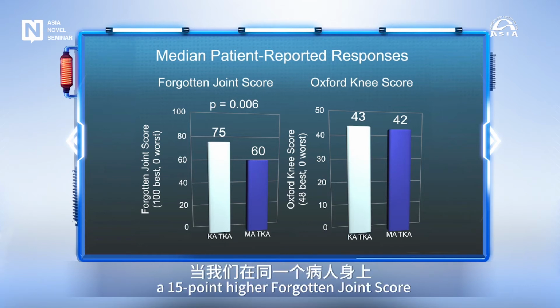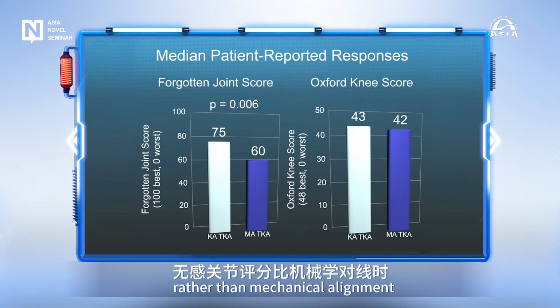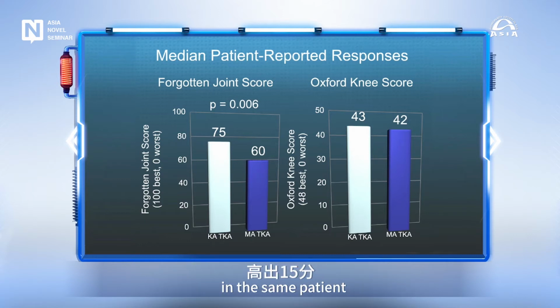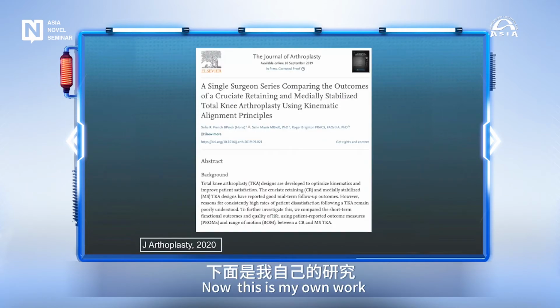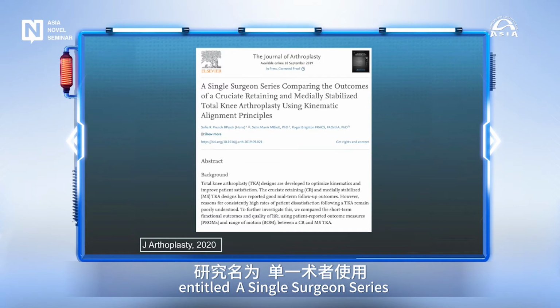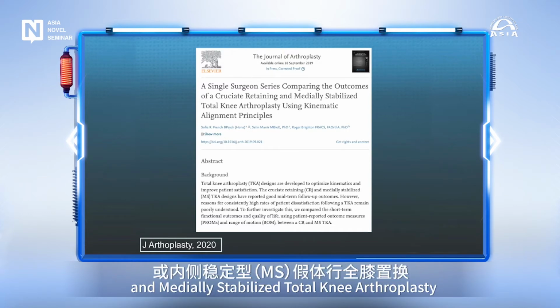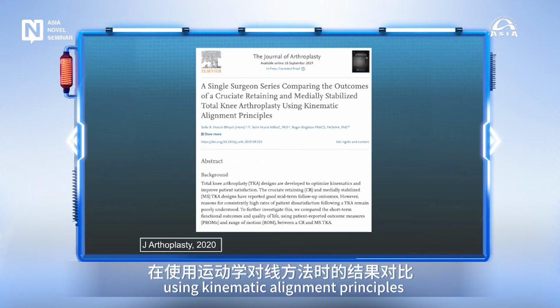So here, a 15-point higher Forgotten Joint Score when you do calipered kinematic alignment rather than mechanical alignment in the same patient. Now, this is my own work. Let's compare this to a randomized trial published entitled A Single Surgeon Series, comparing the outcomes of a cruciate retaining and medially stabilized total knee arthroplasty using kinematic alignment principles.